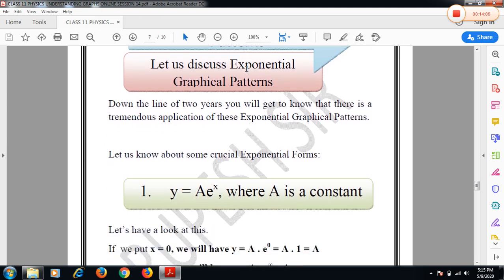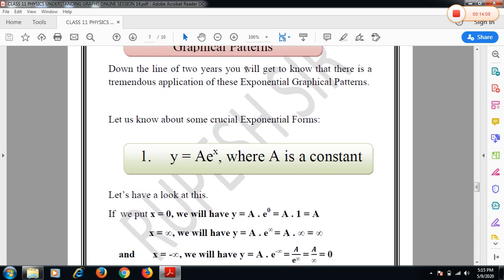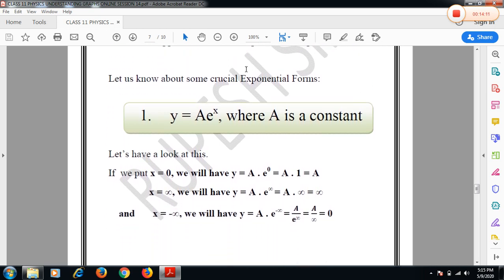Let us know about some very crucial exponential forms. Number one form is y equals a into e to the power x, where a is a constant. Okay, students. This form is known as the exponentially increasing form. Note it down. It is known as the exponentially increasing form, and it is also a monotonically increasing function. Now, let's have a look at this.